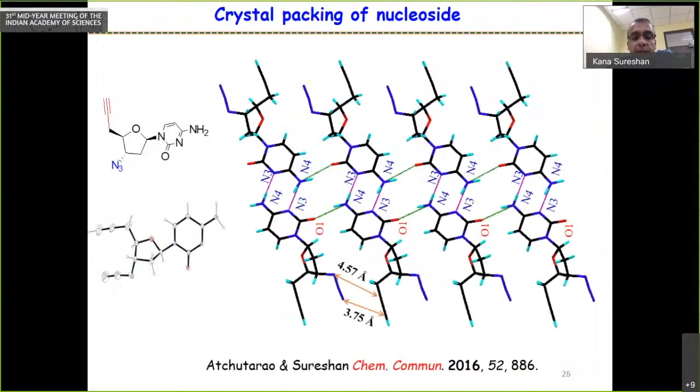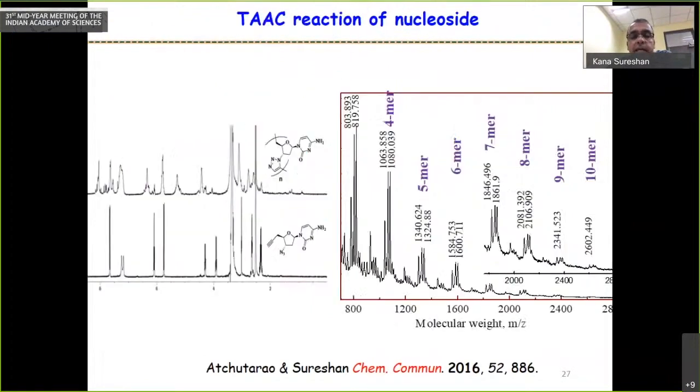Yeah, this material we have made. And this is the packing as expected. The azide and alkyne are at proximity, and this is the NMR of the monomer and the polymer. It's completely polymerized after some time.